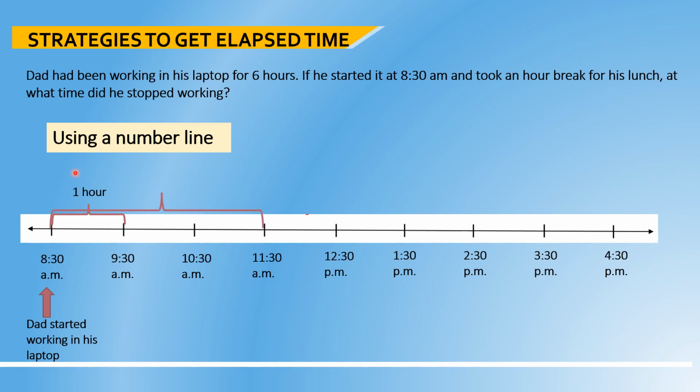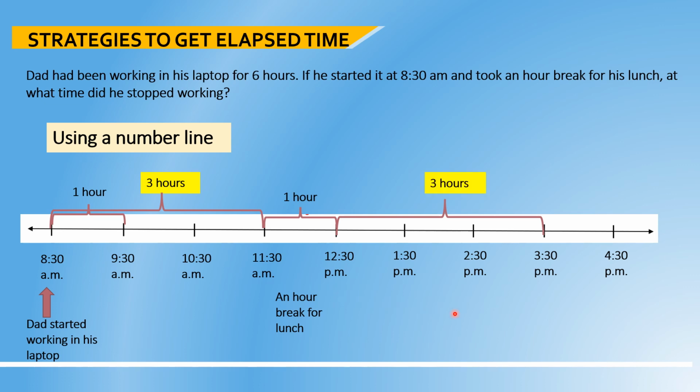8:30 to 11:30 is 3 hours. Don't forget that the problem tells that Dad had an hour for his lunch. What time would it be? It may be 11:30 a.m. to 12:30 p.m. So, probably he started working again at 12:30 p.m. If Dad started at 12:30 p.m., at what time will he finish spending another 3 hours of work? Yes, Dad works until 3:30 p.m. That is why our answer is 3:30 p.m.